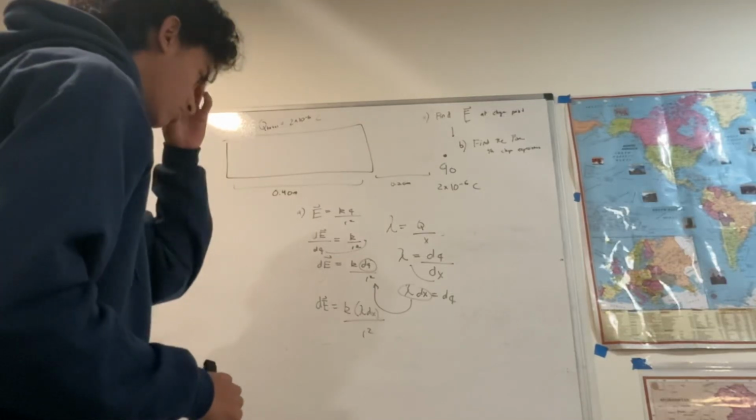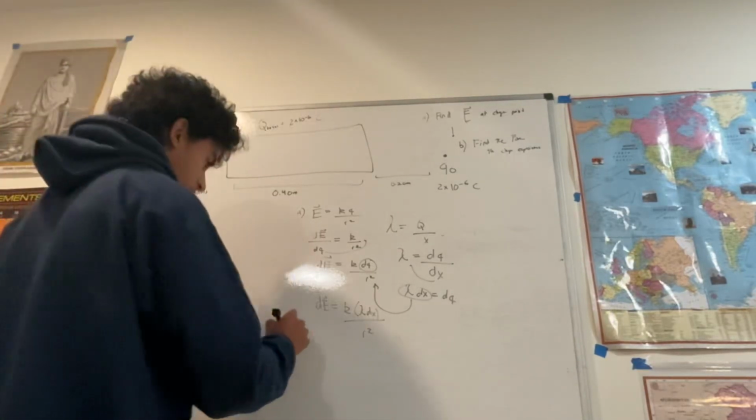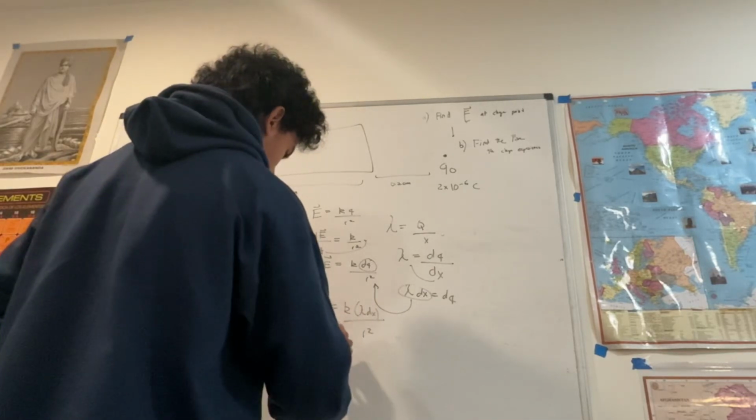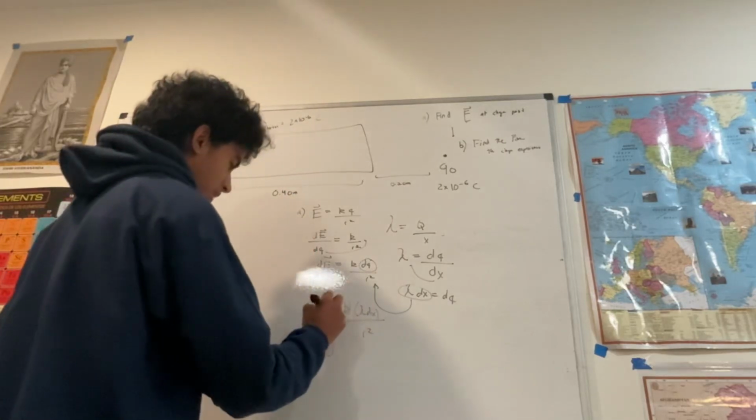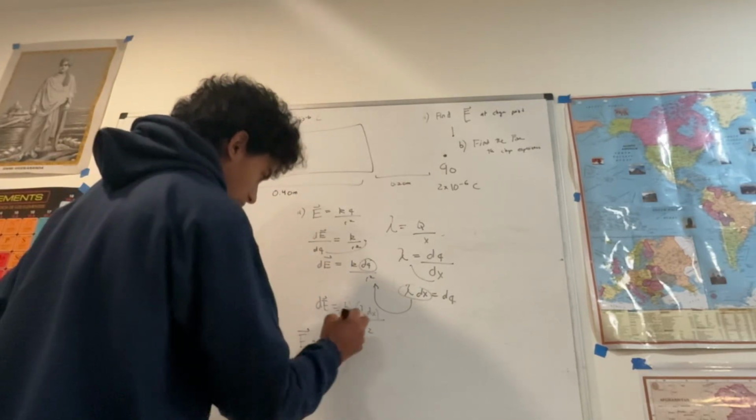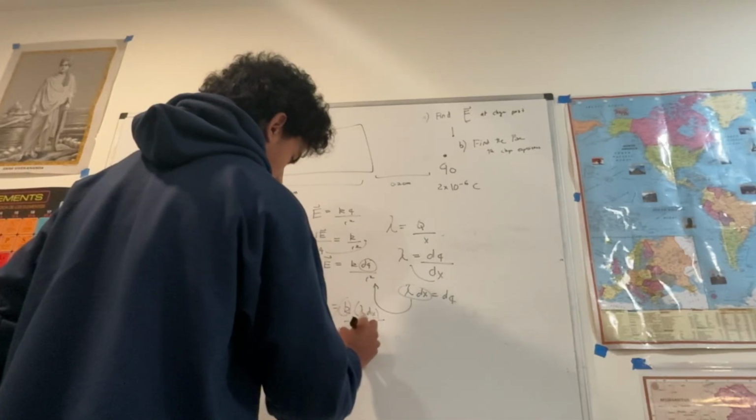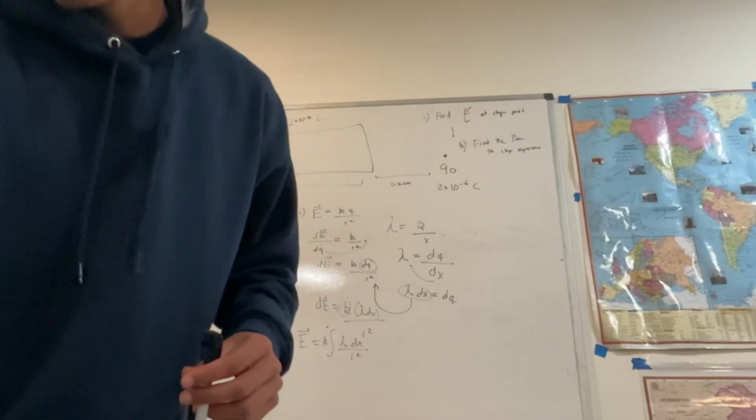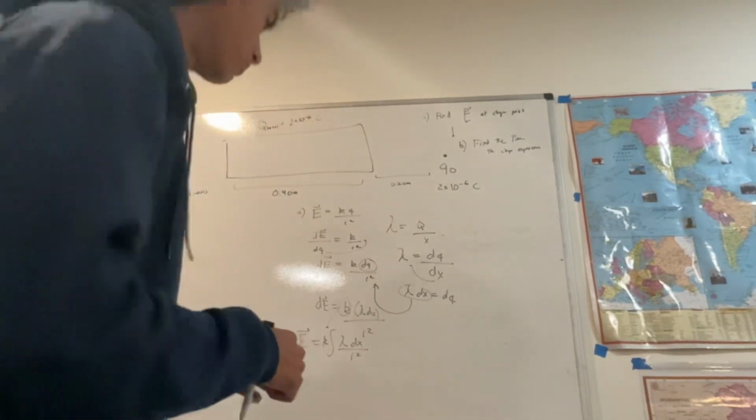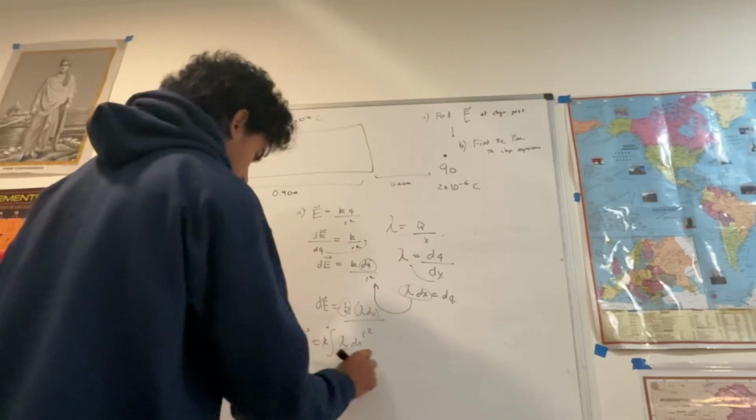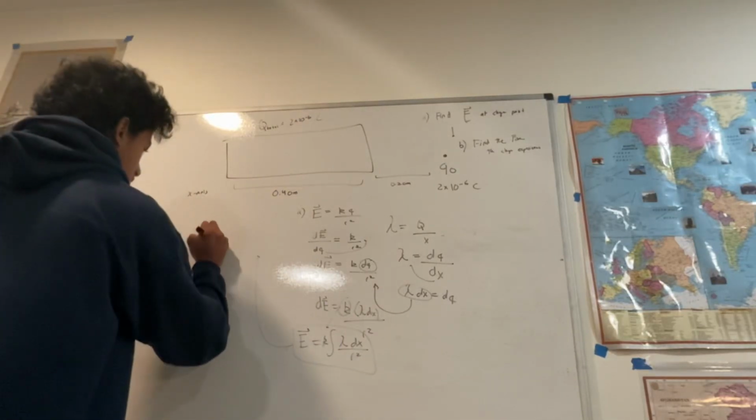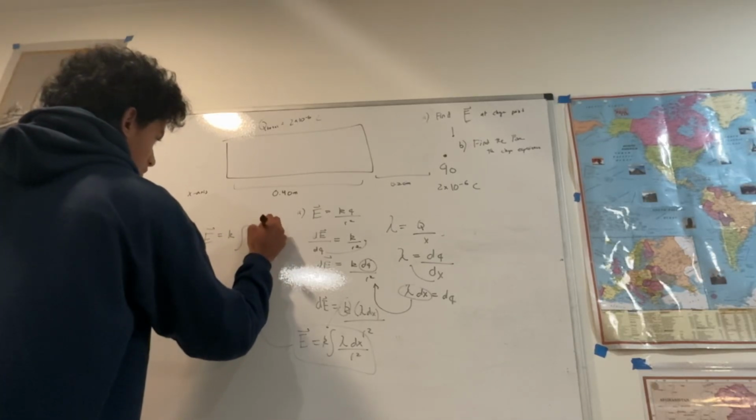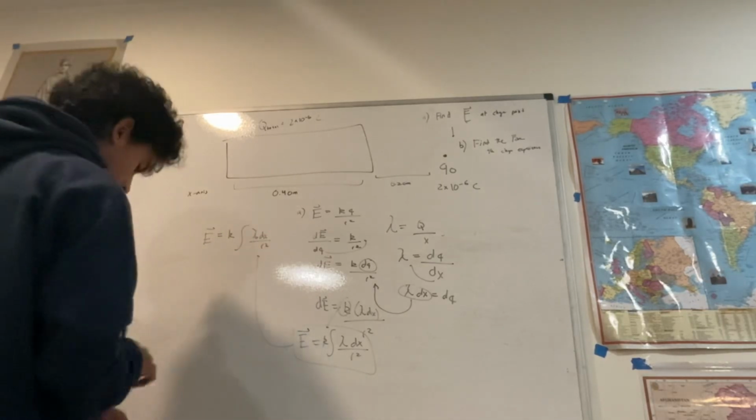Now, we're going to integrate both sides to find the electric field. So E is equal to the integral. We can move this k to the outside because it's a constant. K times lambda dx over r squared. So in this case, E equals k lambda dx over r squared.